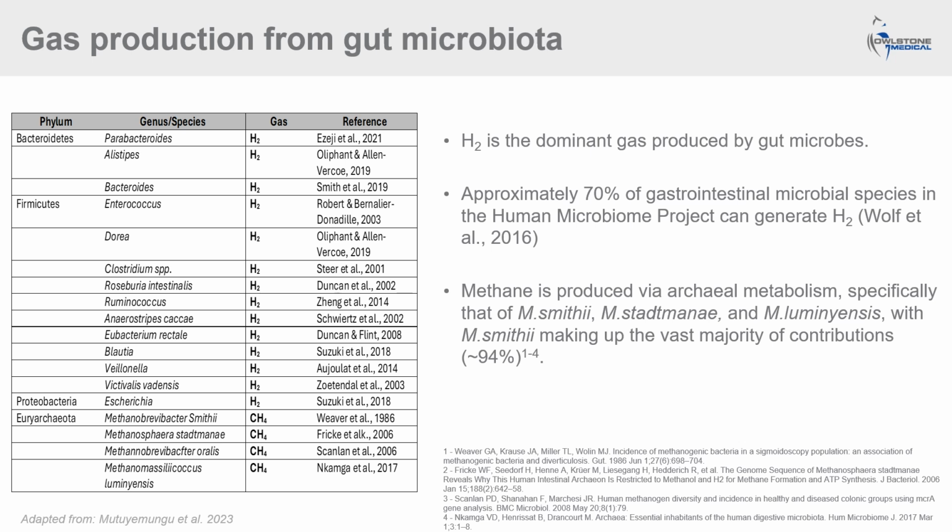Starting off with hydrogen, the primary gas produced by the gut microbiome. In fact, if we look at gut microbes, we can see that around 70% are able to produce hydrogen.